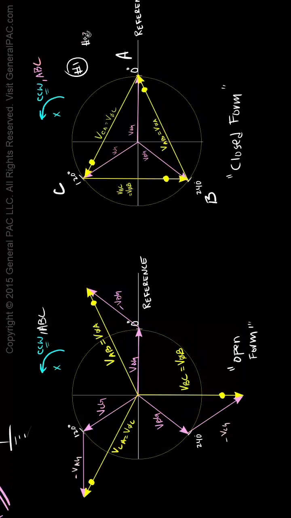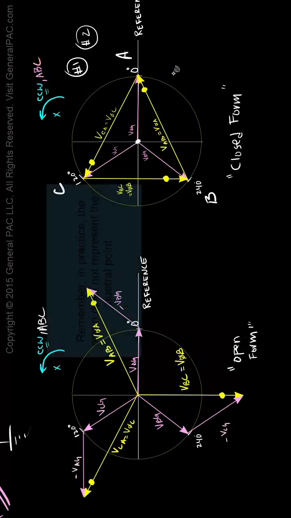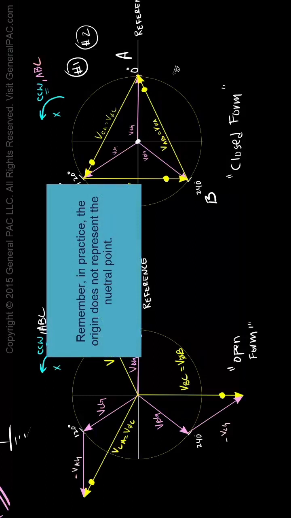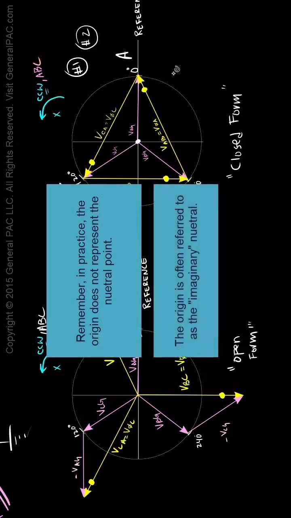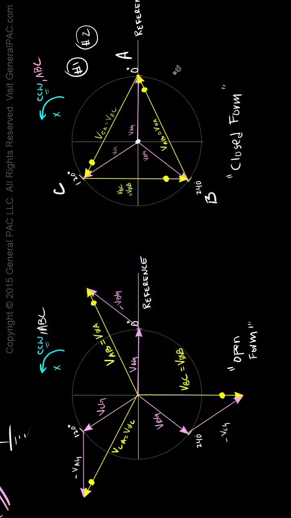The second problem of this phasor diagram is that when we look at this, we think the origin represents the neutral or the ground. And by inspection, the neutral is equal to the ground. The question comes up, is VAN equal to VAG?